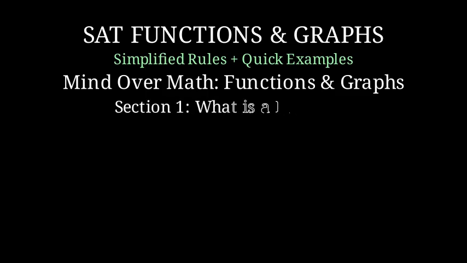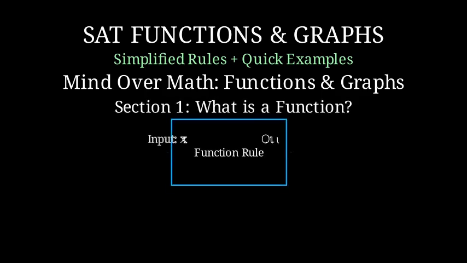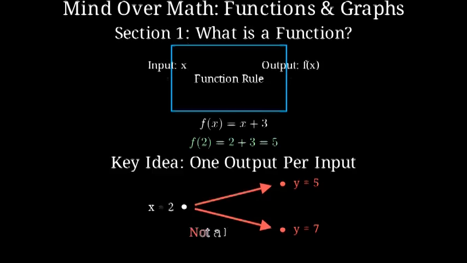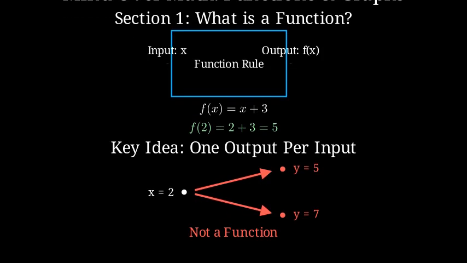Let's start simple. A function is just a rule that assigns one output to each input. Think of it like a machine. You put something in, and you get something out. For example, f of x equals x plus 3. If x is 2, then f of 2 equals 2 plus 3, which equals 5. Key idea: each input has exactly one output. If one input gives multiple outputs, it is not a function.